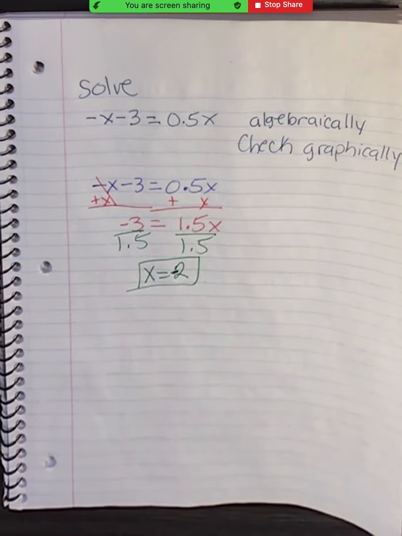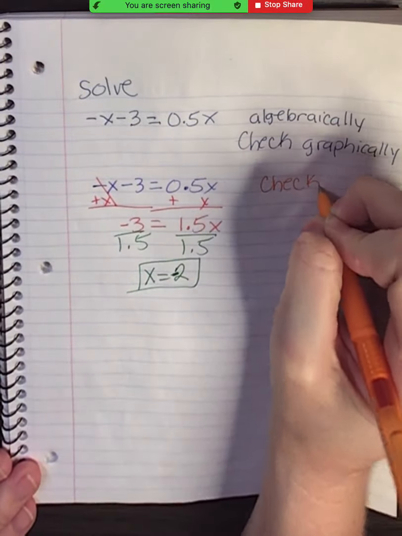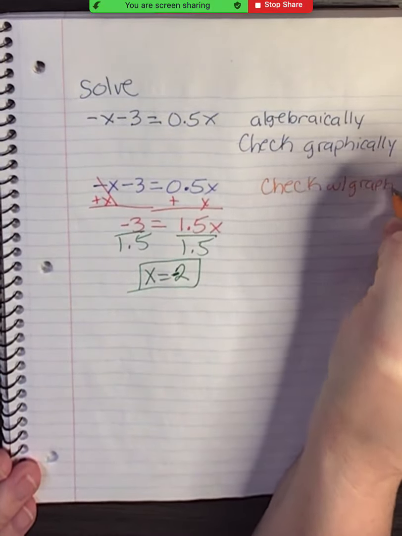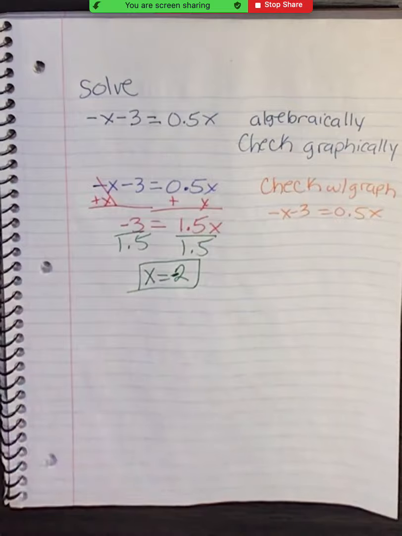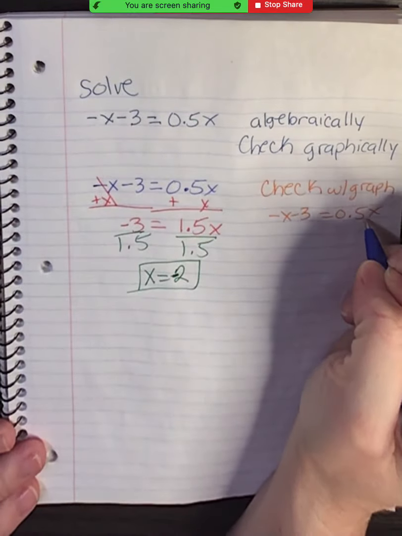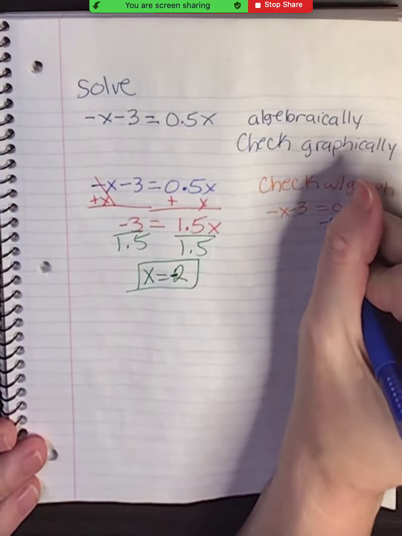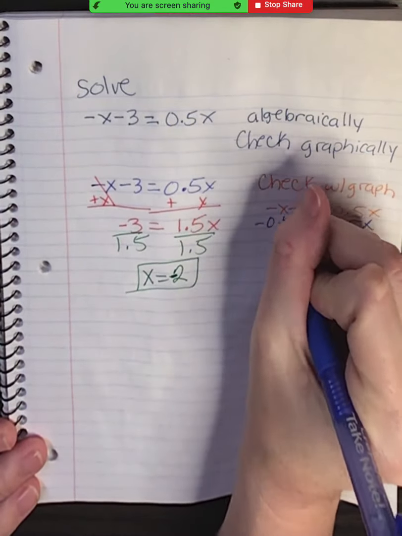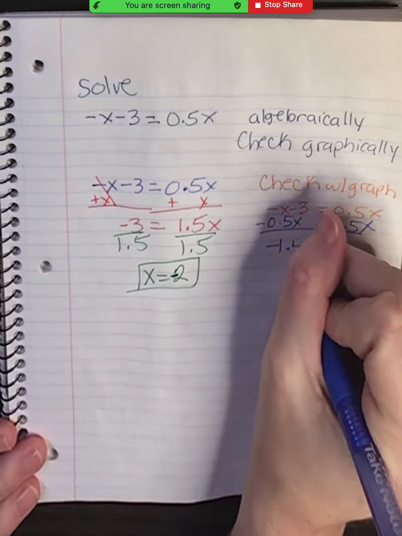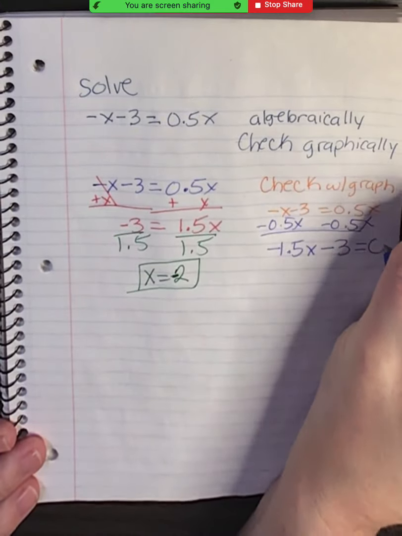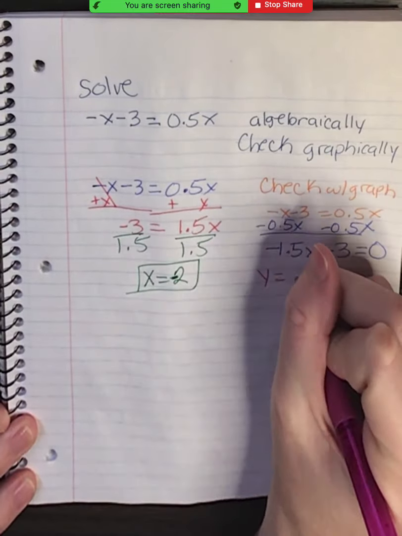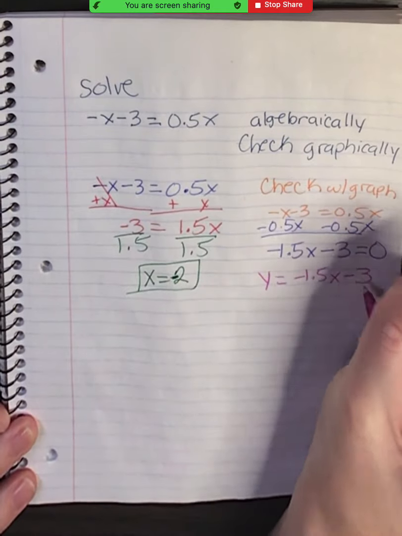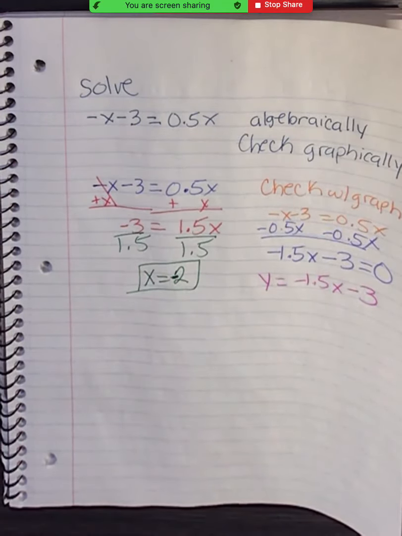Okay, so I'm going to check this graphically. So what that means is I have to take my equation and get it equal to 0. So I'm going to now move the half x to the other side. So I subtract half x. So I get negative 1.5x minus 3 equals 0. Then I replace the 0 with a y, and I get y equals negative 1.5x minus 3. Now this is what I have to graph.